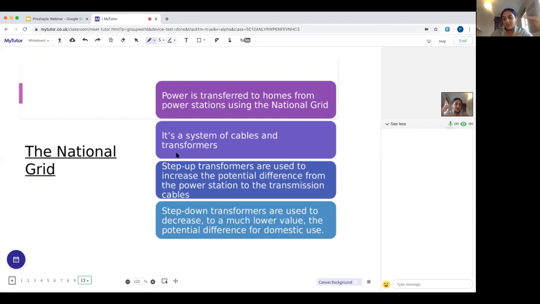Then the voltage is flowing through the cables, but then the voltage from the cables needs to get into our homes. That's where the step-down transformer comes into play. So we have a very high voltage in our cables. We put a step-down transformer there to decrease the voltage to a much lower value, which makes it appropriate for domestic use. So that's when the step-down transformer is going to transform the potential difference to 230 volts.